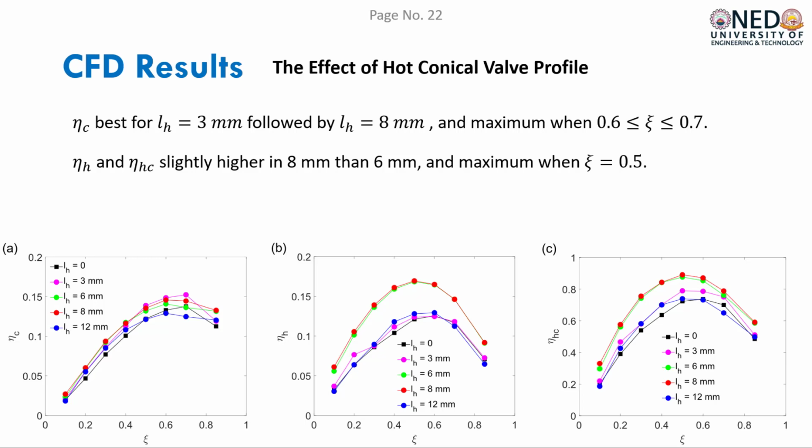It is found that heating efficiency is best when truncated length is between 6 and 8 mm, and its maximum occurs at a cold mass fraction of 0.5. The energy separation efficiency is also found to be the best for 8 mm, only slightly higher than at 6 mm, with their maximums occurring at cold mass fraction of 0.5.